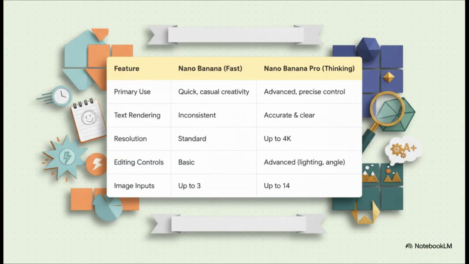So when you put them side by side, the difference is pretty clear. The standard version, the fast model, is awesome for quick ideas, for just messing around and being creative. But the Pro version, the thinking model, well, that's your heavy hitter. That's for when you need precise control, super high-res outputs, when the final product really matters.